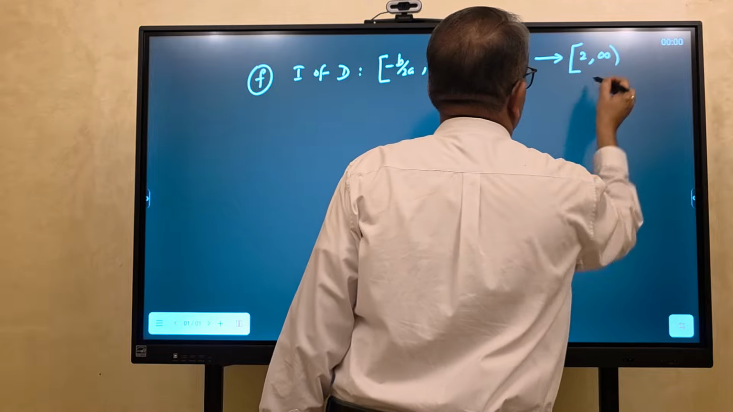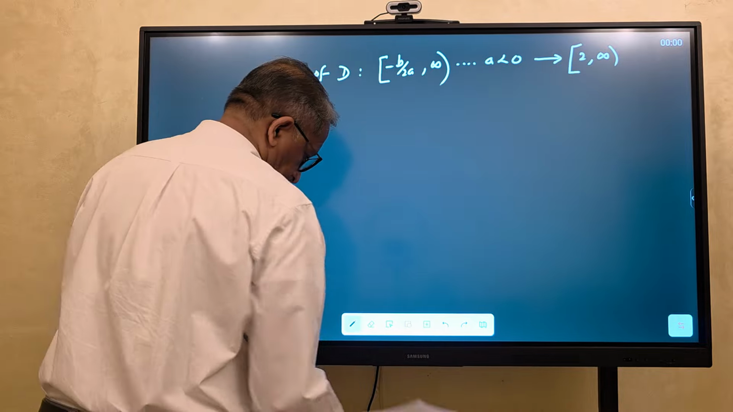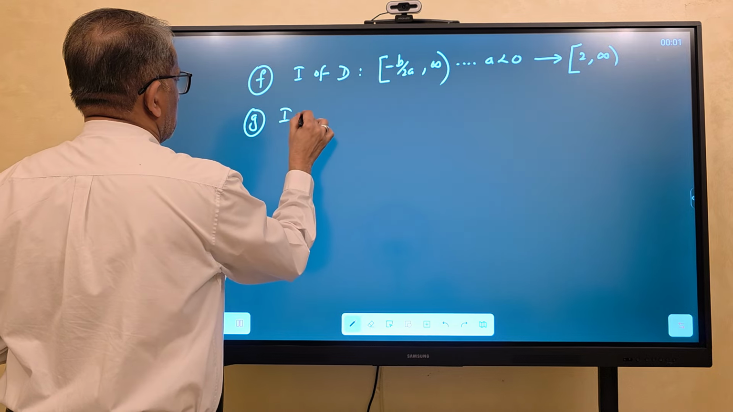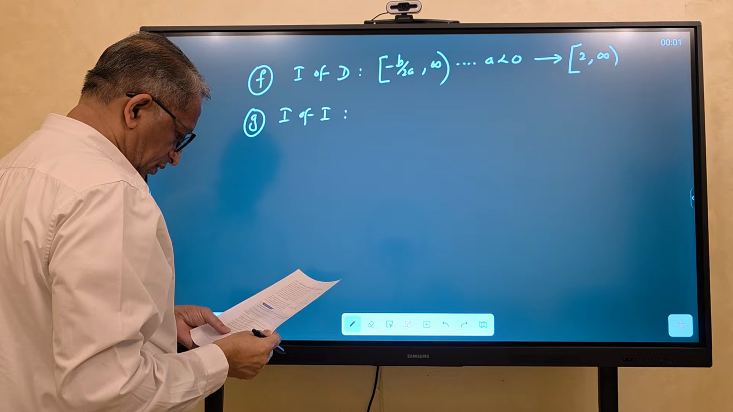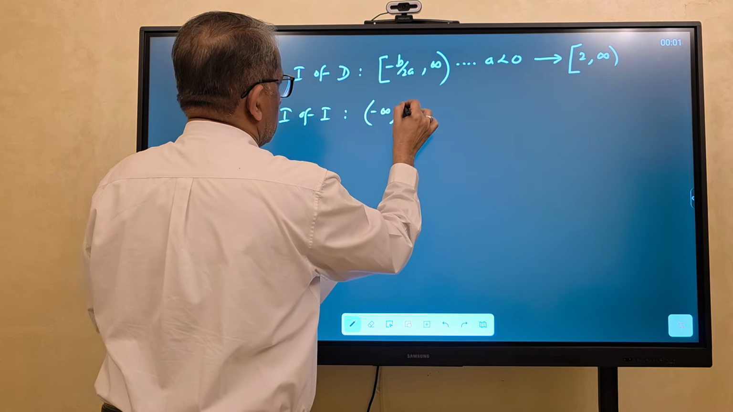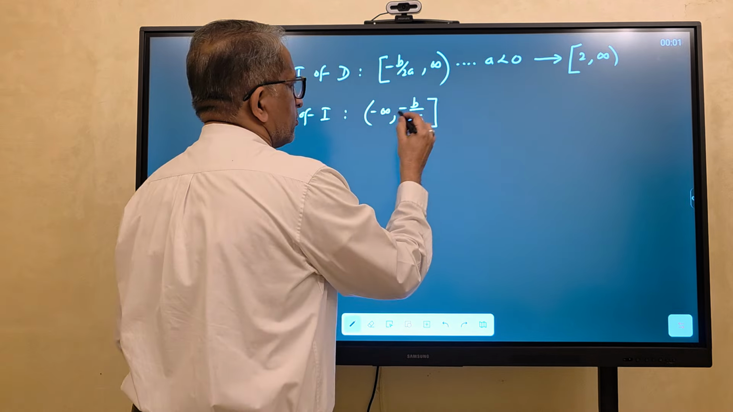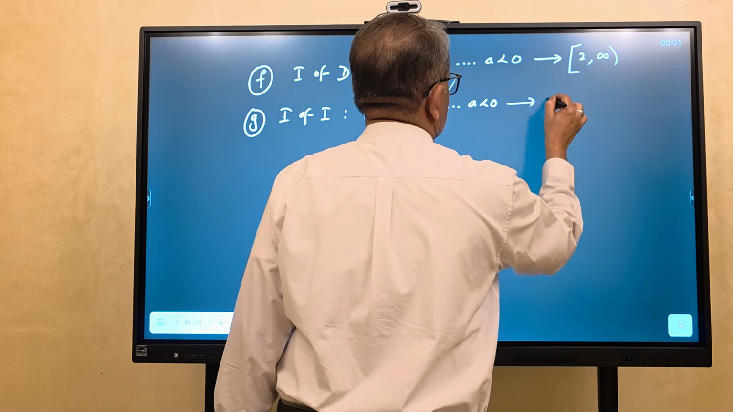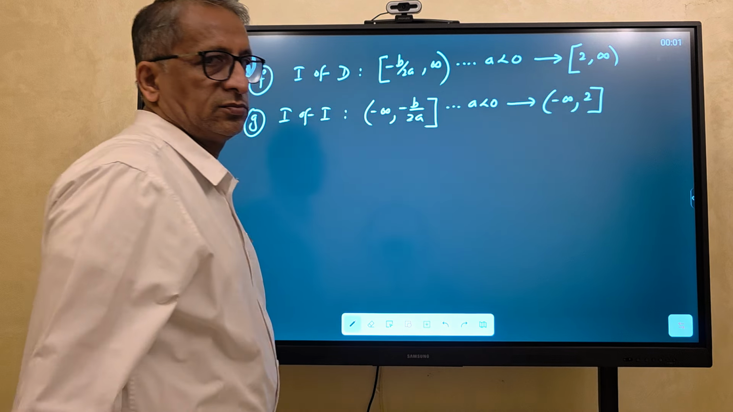2 to infinity is the interval of decreasing. H, E, F, G, interval of increasing. The interval of increasing is minus infinity to minus b by 2a. Please remember, use this when a is negative. That means the answer is minus infinity to close.